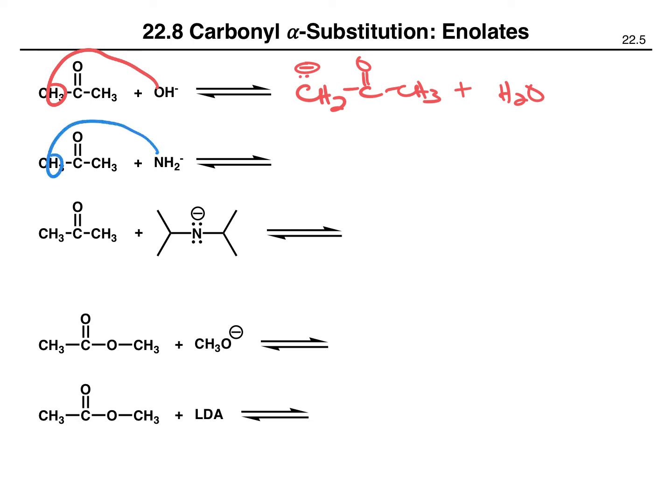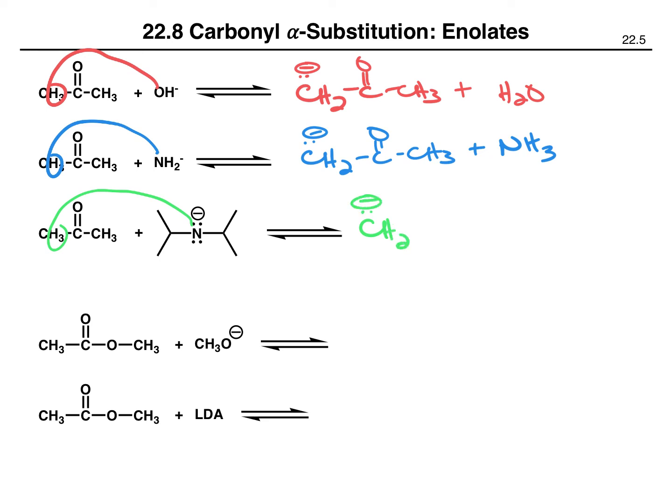In the second example, amide is our base. We'll grab off an alpha proton, giving us the same enolate. But in this case, the conjugate acid is ammonia. In the third example, diisopropyl amide is our base, grabs off an alpha hydrogen, giving us the same enolate, but a different conjugate acid.